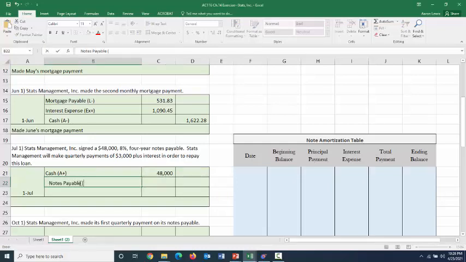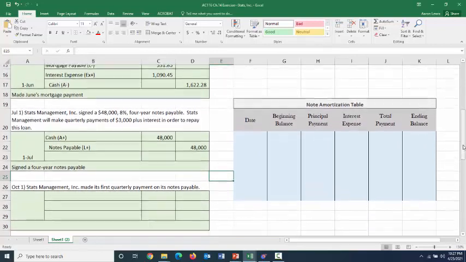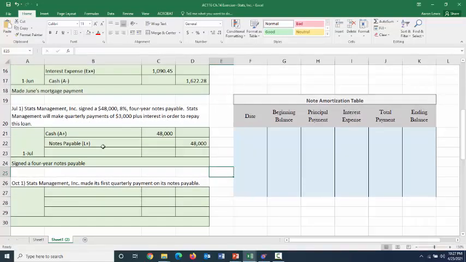Next up, we have a credit to notes payable for the amount that we are borrowing, establishing that liability on our books. So we got a credit to notes payable for $48,000. And here, what happened is we signed a 4-year note payable. On October 1st, we're going to have to make our first quarterly payment. Again, the terms of this note say that we are going to make quarterly payments every 3 months of $3,000 plus interest. Well, how much is interest going to be?